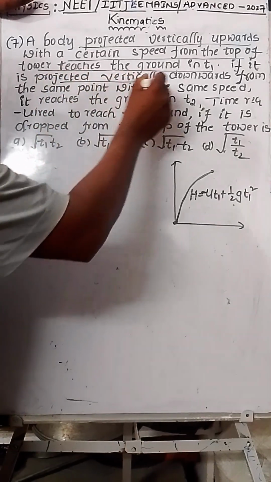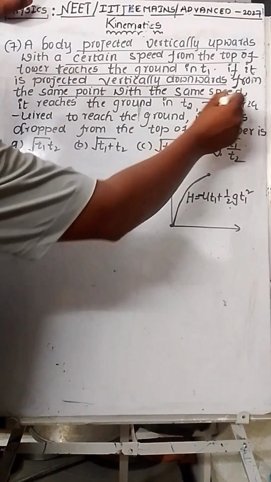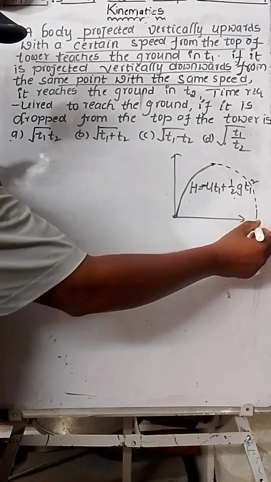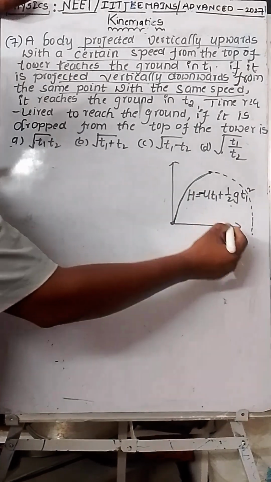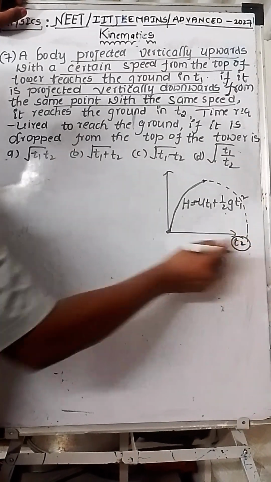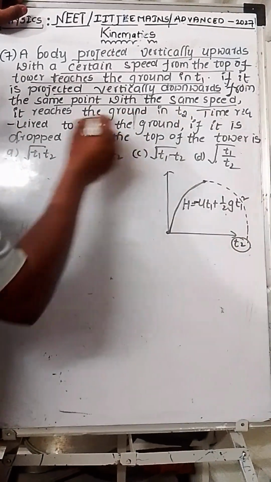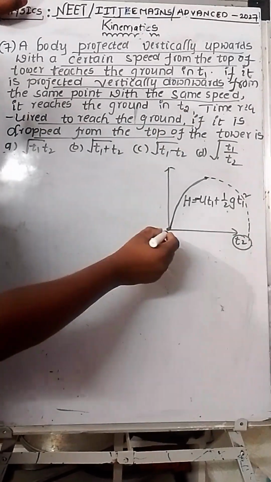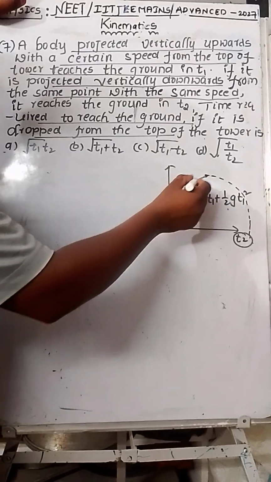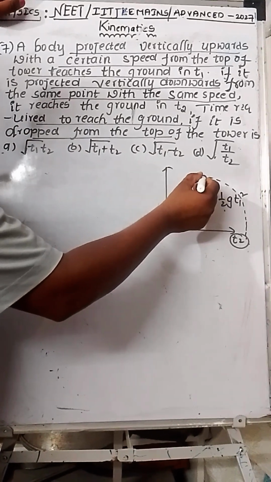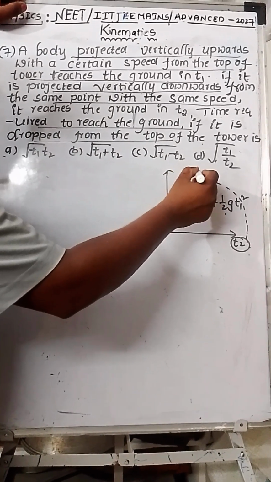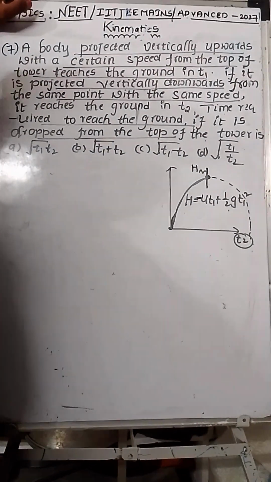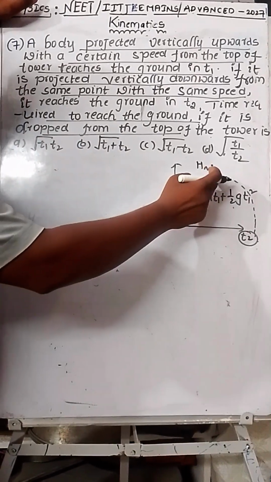If it is projected vertically downward from the same point with the same speed, it again moves in the downward direction and reaches the ground in time t2. And t is the time required to reach the ground if it is dropped from the top of the tower. So first it accelerates uniformly upward, and after reaching the maximum height h, it goes back in the downward direction. How much time is required for the body to fall from that height?